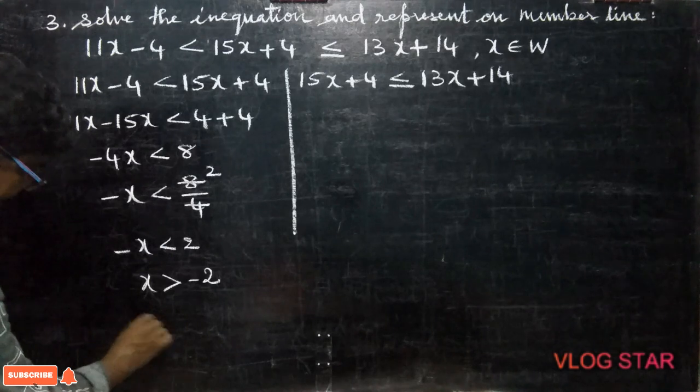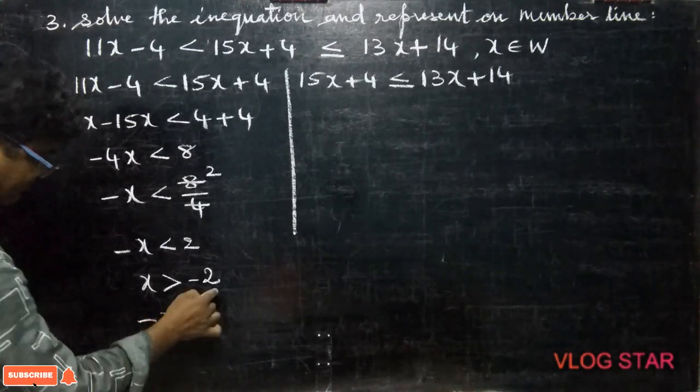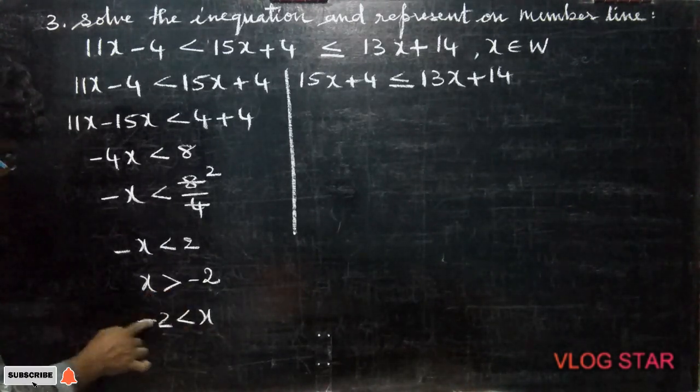So now write minus 2 less than x. Read from this side. Minus 2 less than x. This you have to write.